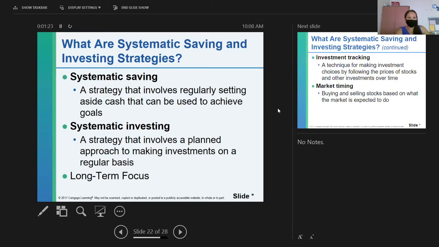Most people get paid more than once a month. But that systematic savings should stay in that savings account until you reach your goal. Maybe your goal is to go on vacation, and once you save that money for your vacation, you take that money out. If it is just your emergency fund, that's a little bit different. But once you have your savings built up so that you have your emergency fund, your daily expenses, your short-term goals, those are all met, that's when you should begin investing. And systematic investing is a strategy that involves a planned approach to making investments on a regular basis.